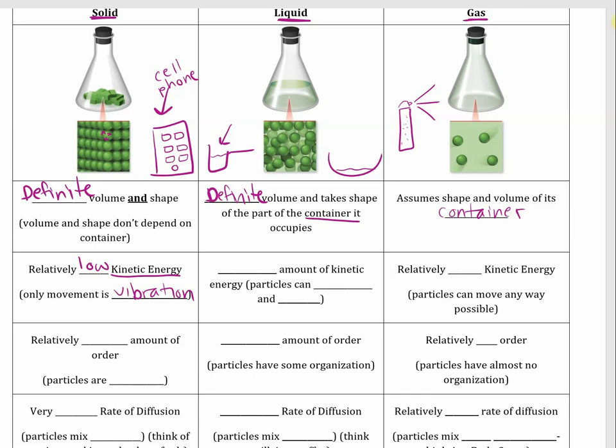Compare this to your liquids. These have a medium amount of kinetic energy, because the particles can sort of slip and slide past each other, but they're not moving too far and they're not moving too fast. So these particles can move around a little bit, but they're still packed in pretty close. They're not just freely traveling, they're just sort of scooching past each other.